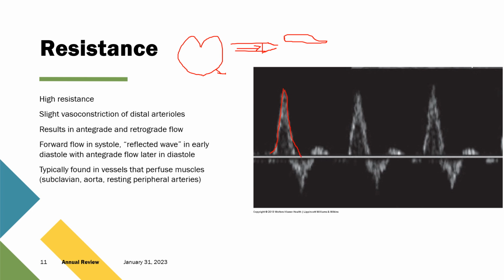That means it's stopped. And then you even see it go below the baseline. And that means that resistance is so significant that not only did it stop that forward flow, it pushed it backwards. Now, we would call this early diastole. Now, end diastole is a moment later.